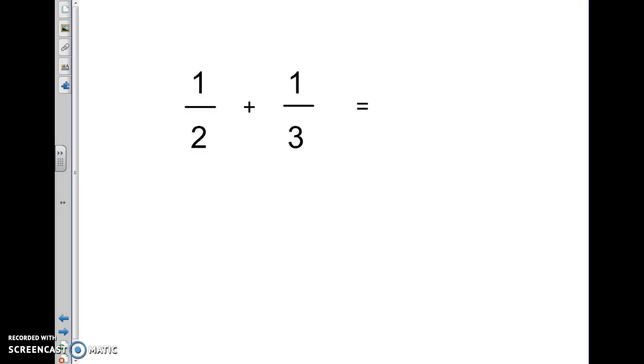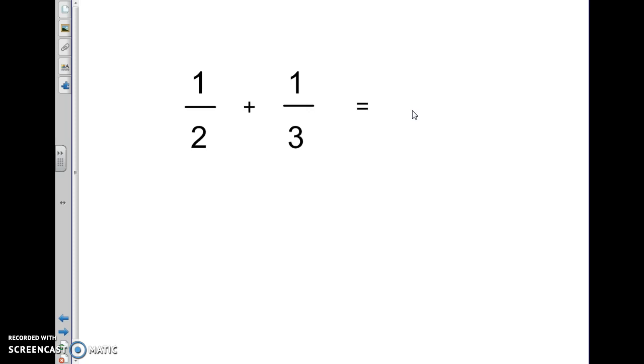We have two unlike fractions here. They're called unlike fractions because their denominators are not the same. We have 1/2 plus 1/3. Now we can't just add this across because they're two different things that we're talking about.